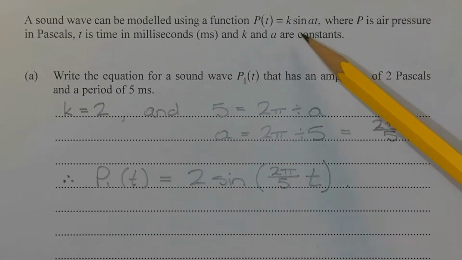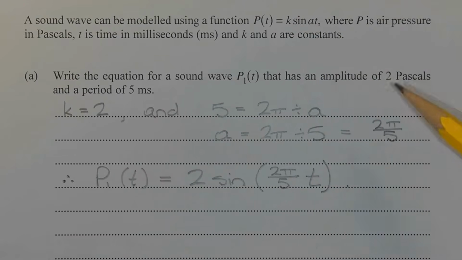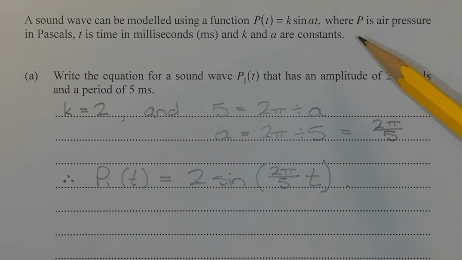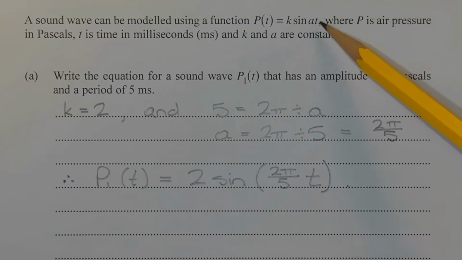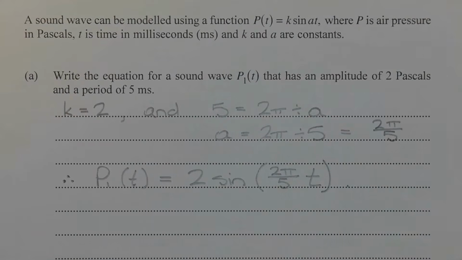The k in front of the sine at represents the amplitude of the function, and we're told that the amplitude is 2 pascals, so k is equal to 2. Now to work out the a, which is the coefficient of the variable t, we use the formula period is equal to 2 pi divided by a. Now we know what the period is. The period is 5 milliseconds.